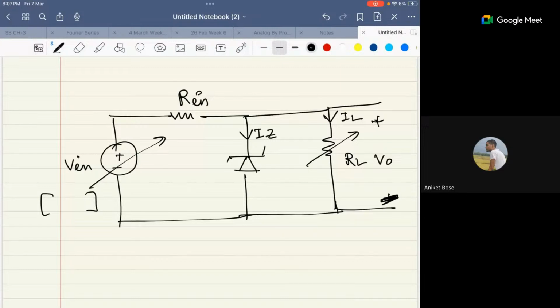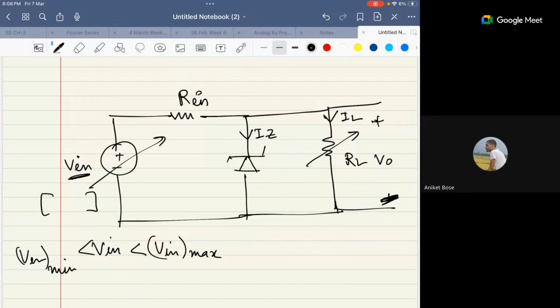If you have a V input in some range such that your Zener diode is working in reverse bias with breakdown, then this Zener diode will make sure that the load voltage is always constant. Is it clear to everyone? V input can lie from some V input min to V input max. So there can be a range of V input that makes sure this Zener diode is working in reverse bias with breakdown.